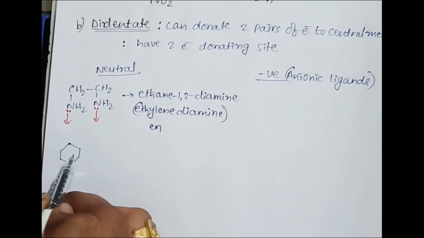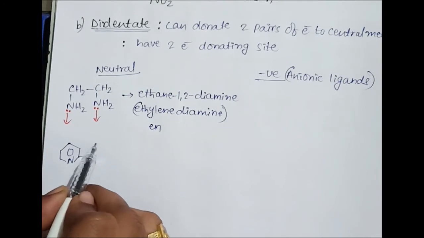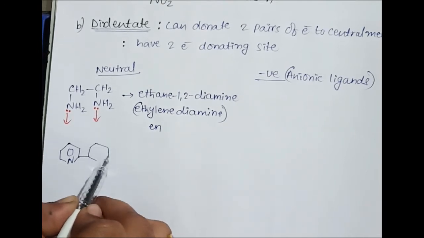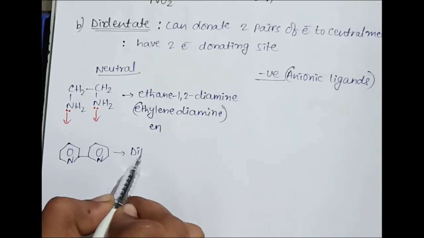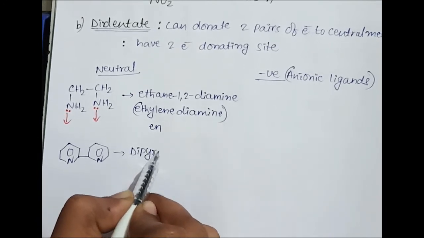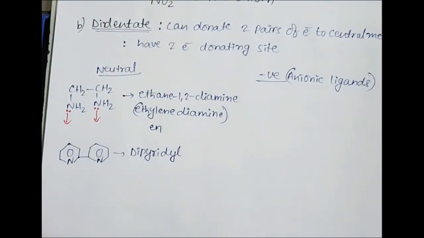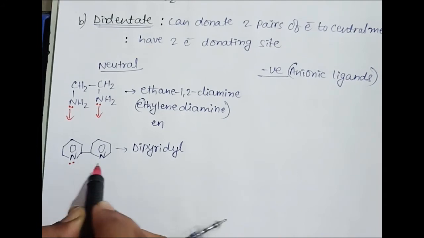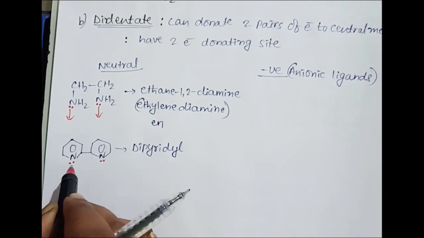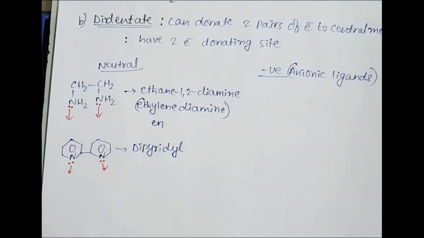You know what is the name of this one? Pyridine. This is another pyridine. So this is called a dipyridyl ligand, which is a didentate ligand. And here, what are the electron donating sites? This is one site, this is another site. This site will give one pair, this site will give another pair. So totally two pairs are donated, therefore it is a didentate ligand.